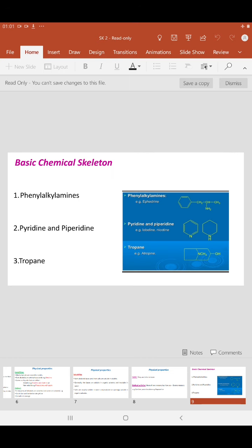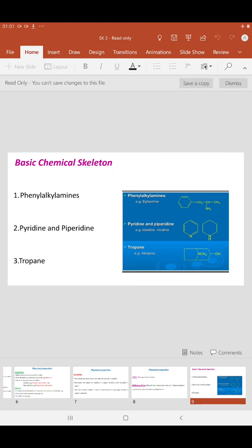Next one, basic skeleton, that is chemical skeleton, which means the alkaloids have a basic nucleus structure. First one, phenyl alkyl amines. For example, ephedrine. Ephedrine has a phenyl alkyl amine nucleus. This belongs to the alkaloid chemical skeleton. Second one, pyridine and piperidine. Example, lobeline and nicotine. These two have pyridine and piperidine structure respectively. Third one, tropane. Example, atropine.